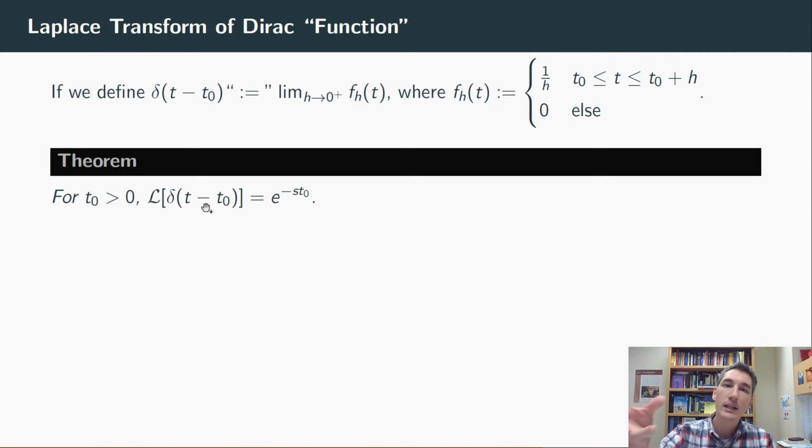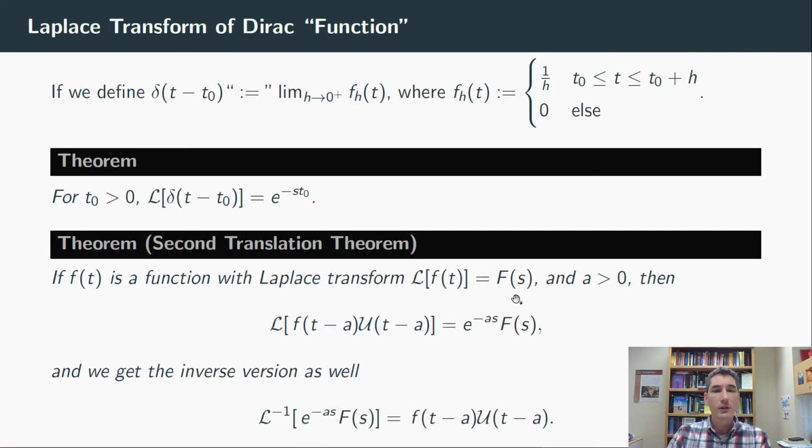And while that isn't really a function, it is the limit of nice functions, and we can take the limit of the Laplace transforms to get essentially what would be the Laplace transform of that Dirac delta, and the answer is e to the minus s t0. So if you recall that second translation theorem we had before, e to the minus s t0 shows up a lot when you have these shifted and turned on functions. Remember that if you shift a function and then turn it on at a particular value, when you Laplace transform that, you get this.